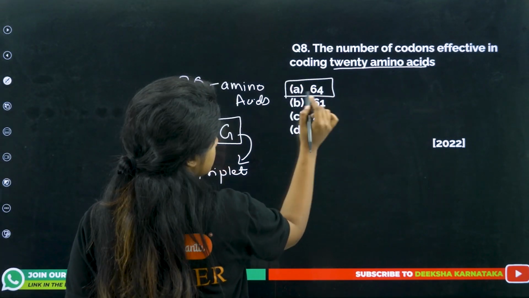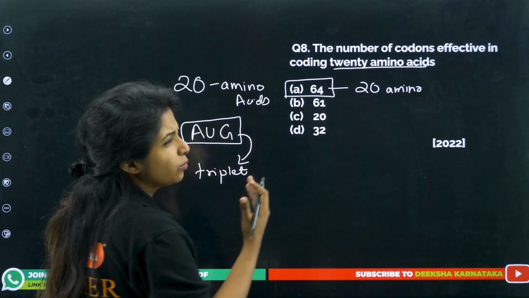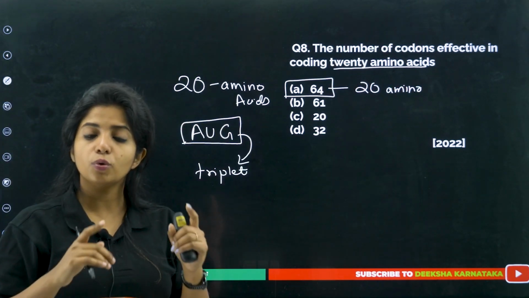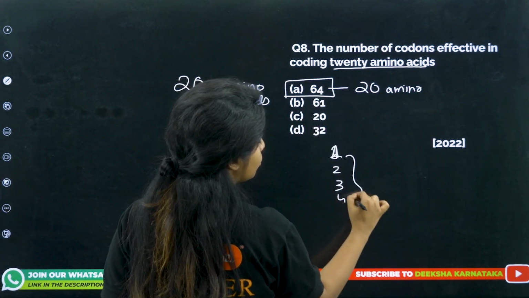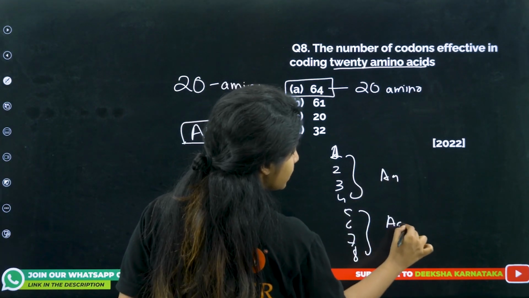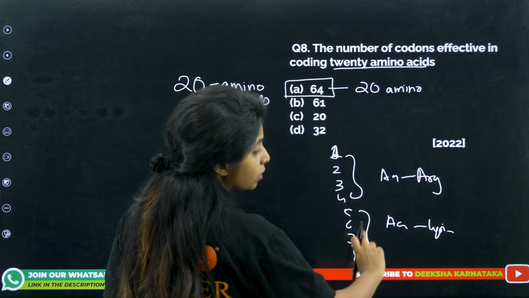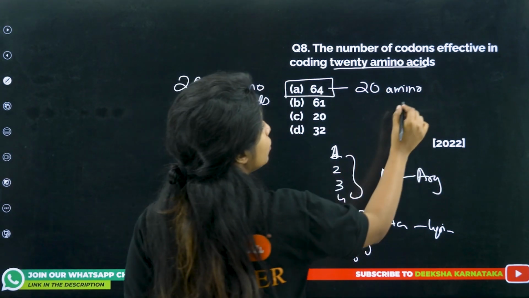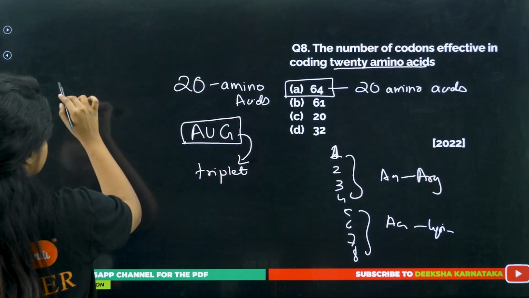So the answer is 64. There are 64 codons that will code for 20 amino acids. You might say 64 and 20 does not make sense, ma'am. So basically 64 codons are there, where multiple codons code for 1 amino acid. For example, 1, 2, 3, 4 codons are coding for the same amino acid. Next, 5, 6, 7, 8 are coding for the next amino acid. For example, this is coding for arginine, this will be coding for lysine, but 4 codons are used for each. So 64 codons might look extra, but yes, they are going to code for 20 amino acids. This is given in your NCERT.